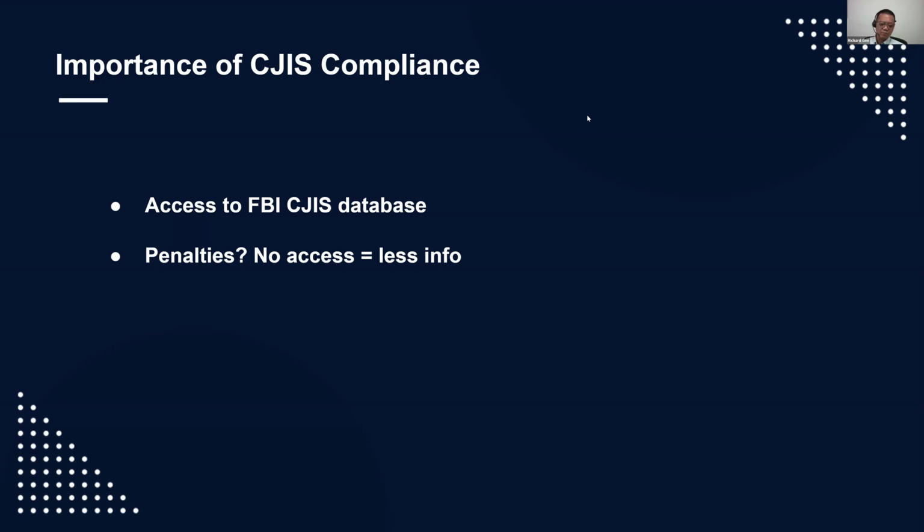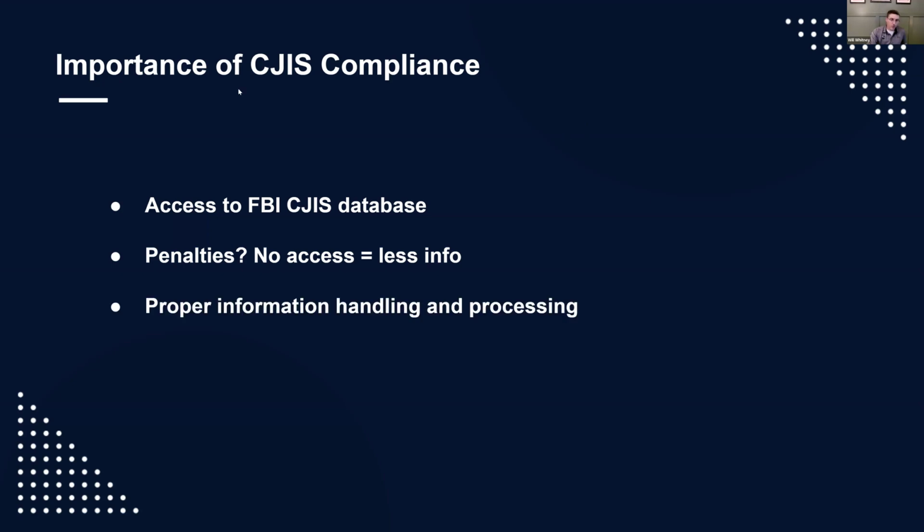Correct. It is a requirement that all companies and agencies having access to CJIS data need to comply with the CSP. And of course, the importance of it is, in general, the proper information handling. So if you're following the CJIS security policy and you are compliant with it, and you have access to CJIS, not only do you get that information that you can use for your own purposes, but it's just good and proper information handling and processing.